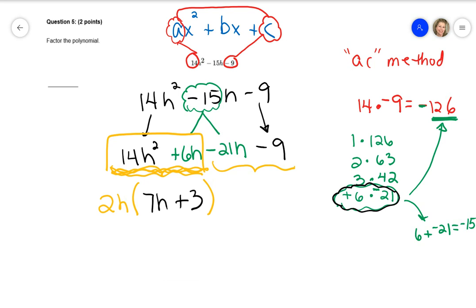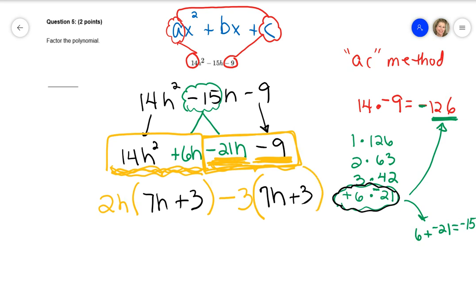Now I go back to these two, and I'm like, well, what can I factor from those two? Well, since they're both negative, I'm going to have to factor out a negative, and 21 and 9 are both divisible by 3. So when I take negative 21h and divide out a negative 3, I'll be left with a positive 7h. And then when I take this negative 9 and divide it by a negative 3, I'll be left with a positive 3.